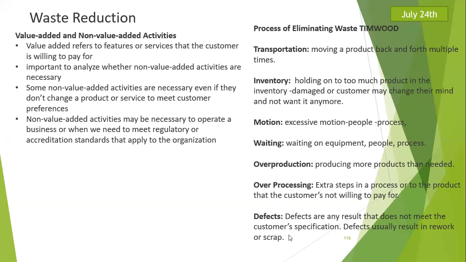And defects, we know very well, right? Whenever the team is doing incorrect work, this needs to be reworked. This is called defects. We'll call that a mnemonic, TIMBOT: transport, inventory, motion, waiting, overproduction, overprocessing, and defects. These are all the 8 types of waste which need to be removed from your process. That is important for lean management. Any question here?